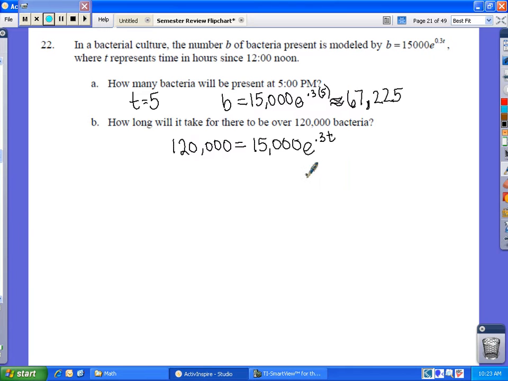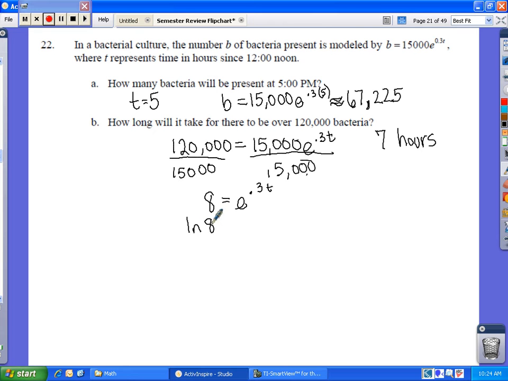Now another way of doing that, so it is definitely 7 hours, is to solve this equation. And to solve this equation, you have to start by dividing both sides by the 15,000. So 120,000 divided by 15,000 is equal to 8. So 8 equals e to the 0.3 t. Now to solve this equation and to get this t by itself, you now have to take the natural log of both sides. So ln of 8 equals ln of e to the 0.3 t.